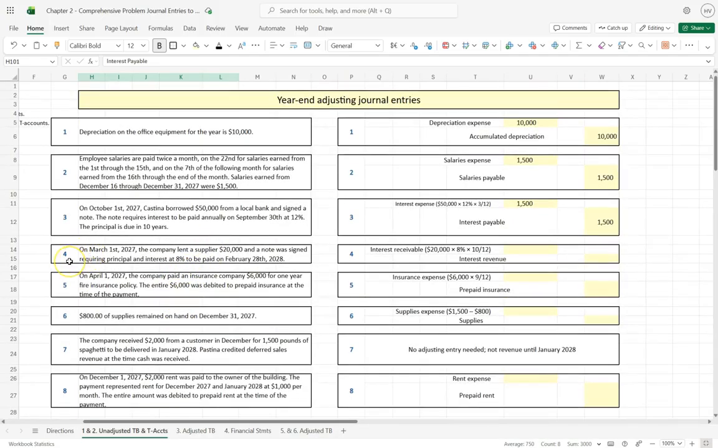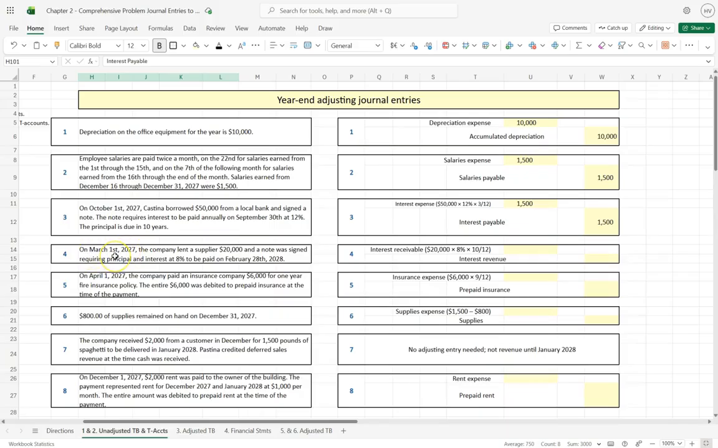Okay. So number 4, on March 1st, 2027, the company lent a supplier $20,000 and a note was signed requiring principal and interest at 8% to be paid on February 28th, 2028. So on March 1, we lent a supplier $20,000. We would have recorded a debit to notes receivable for $20,000 and a credit to cash for $20,000, and they have to pay us 8% interest on February 28th of the following year.